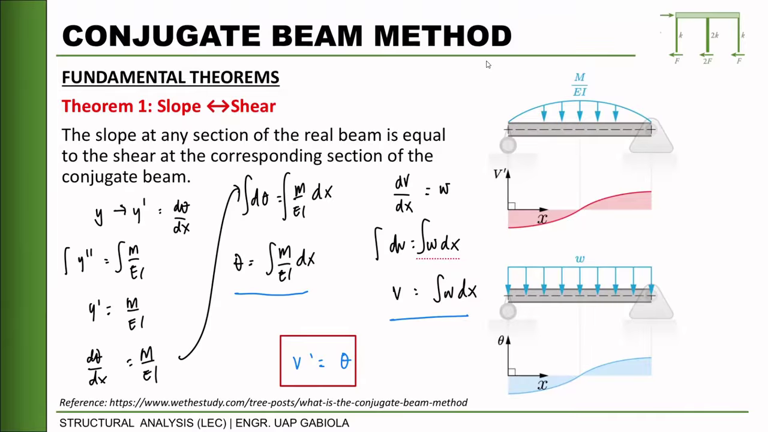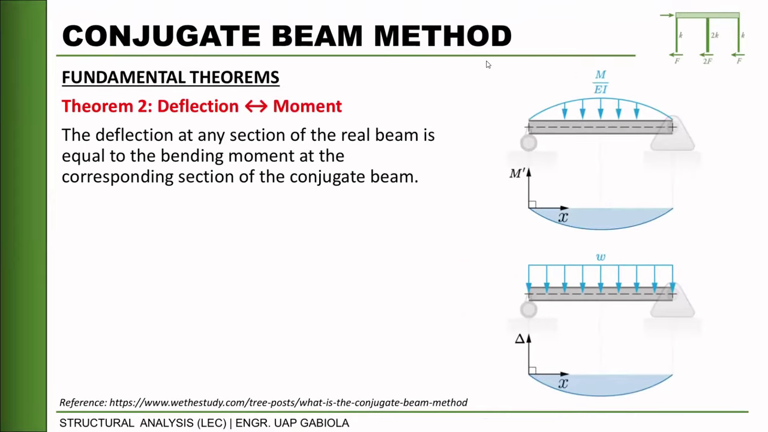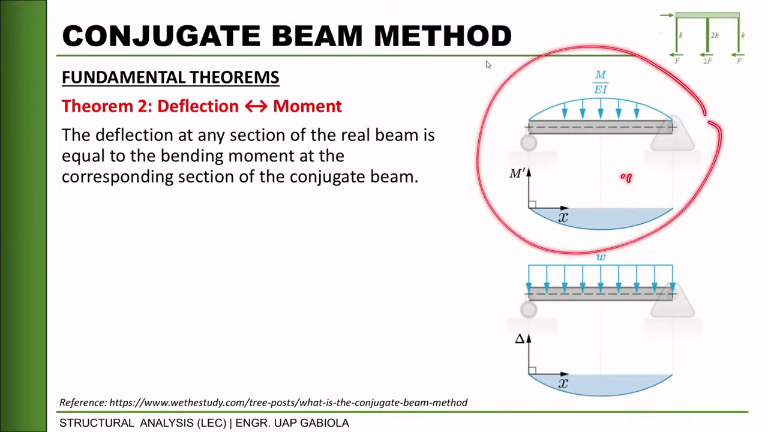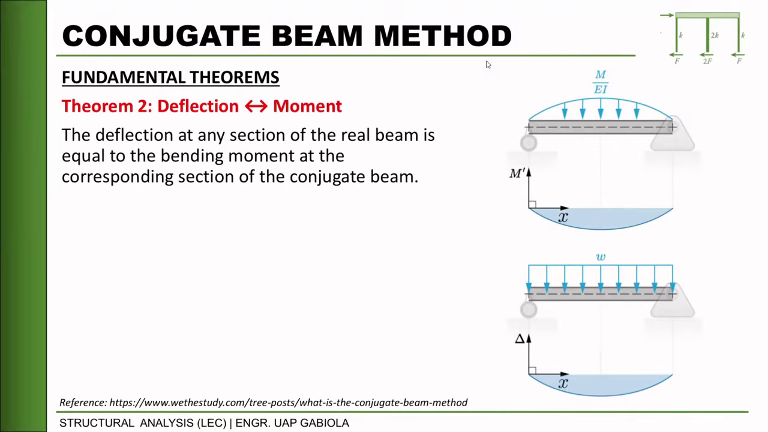And then for theorem 2, whatever the value of the moment in the conjugate beam is, it will be equal to our deflection. Okay? So it's the same analogy as before.